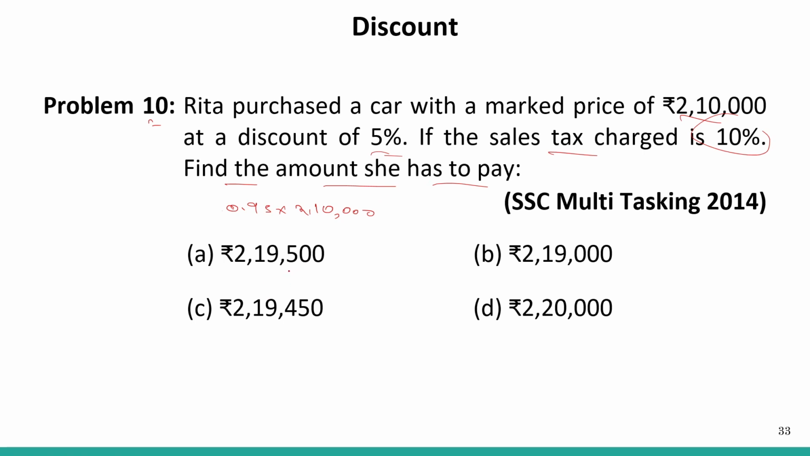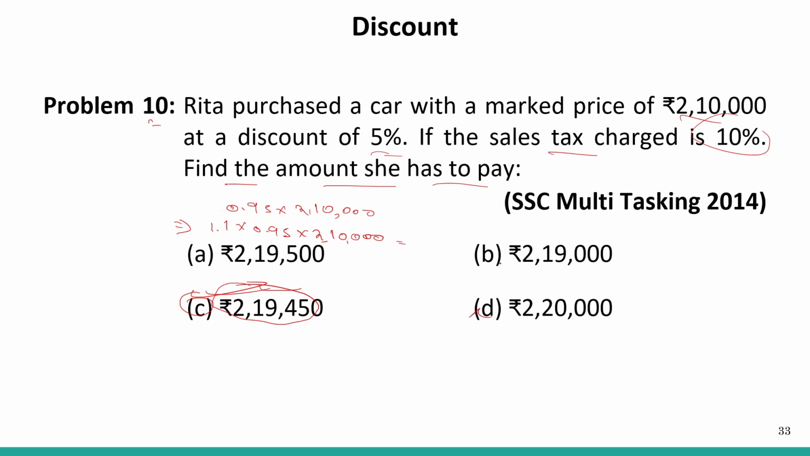So what we want is, if the sales tax is charged 10%. So always remember, the tax is always collected on the final amount, that is after all the discounts are applied, okay, not on the marked price. So the tax is charged as what? 10%, right? So this implies that this much amount into 1.1. So 1.1 into 0.95 into 210,000. Okay. So this much amount she has to pay after paying the tax. So that will be equal to 2,19,450. So C is the correct answer here.